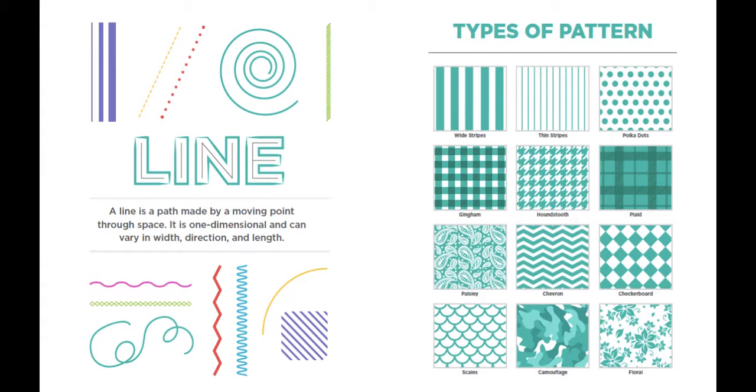If you take a look on the left hand side of your screen, you'll see that line is a path made by a moving point through space. It is one dimensional and it can vary in width, direction, and length. You can have lines such as curly lines, straight lines, wavy lines, diagonal lines, etc. When we repeat a line, a shape, or a color over and over again, we create a pattern. As you can see on the right hand side, we have a ton of different patterns that are created by repeating the object or the shape or the line over and over again.